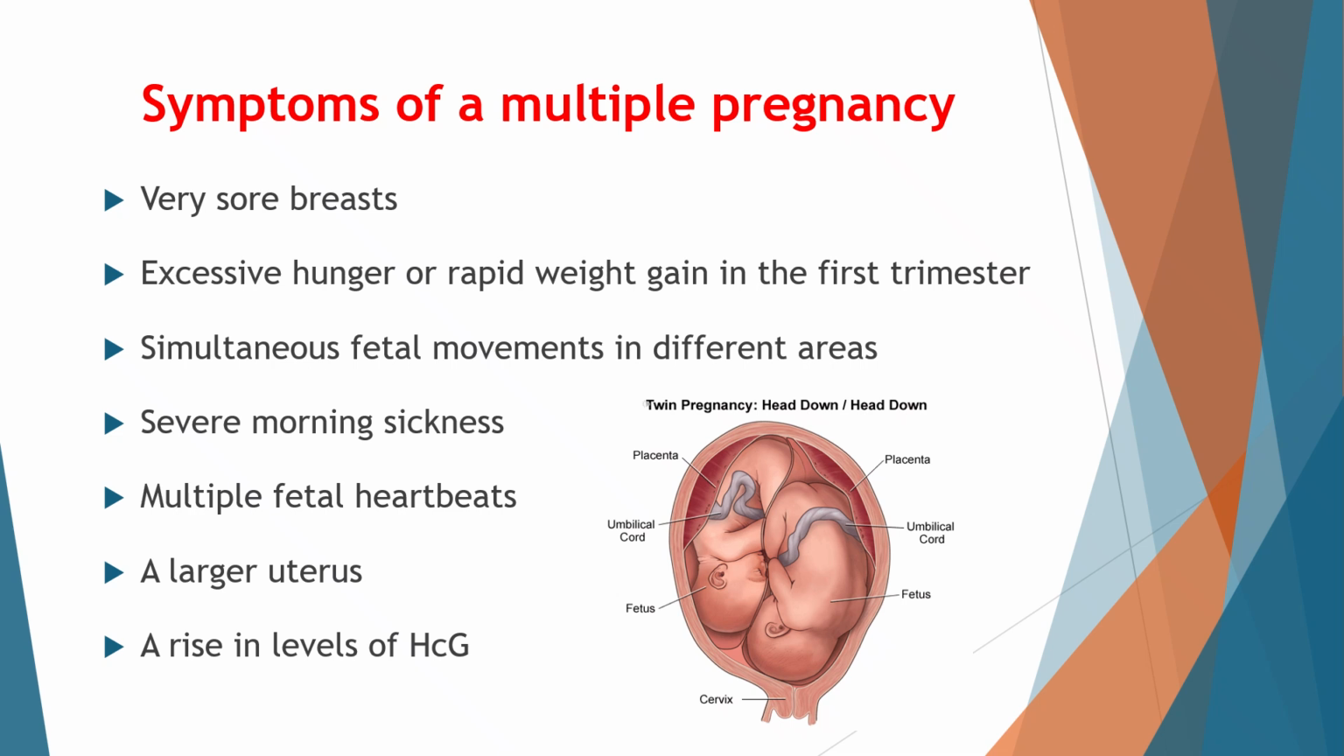Mothers may also feel fetal movements occurring in different areas of the abdomen at the same time. Severe morning sickness is common because of increased hormone levels, particularly HCG. On examination, more than one fetal heartbeat may be detected, and the uterus is usually larger than expected for the gestational age. All these symptoms together can raise suspicion of a multiple pregnancy and indicate the need for further evaluation.